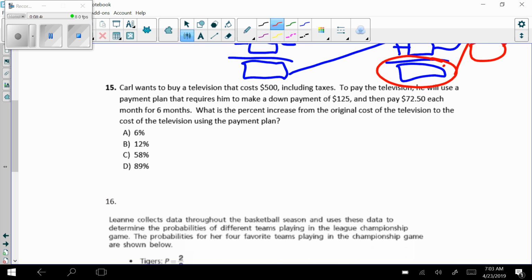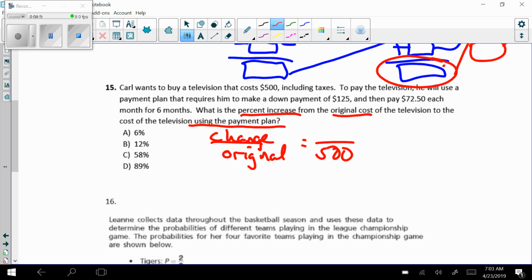Moving down, 15. This is another percent of change over original. Okay. Well, here's the thing. The original they do give you is the 500, but what they don't give you is the original cost and then the cost using the payment plan. We've done this problem before, but I'm going to do it off to the side here. So we have a payment plan. You're going to make a down payment of 125, and then pay $72.50 each for 6 months. So to figure out how much it is, you're going to pay $72.50 6 times. So $72.50 times 6.